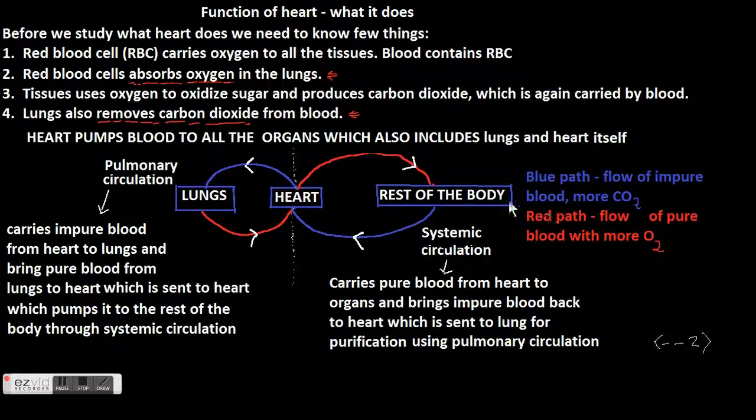Now here the blue line means it carries impure blood. That means this blood has more carbon dioxide and less oxygen. And red path means this carries pure blood, which means it has more oxygen and less carbon dioxide. So left side is pulmonary circulation, right side is systemic circulation, and these two circulations complement each other.